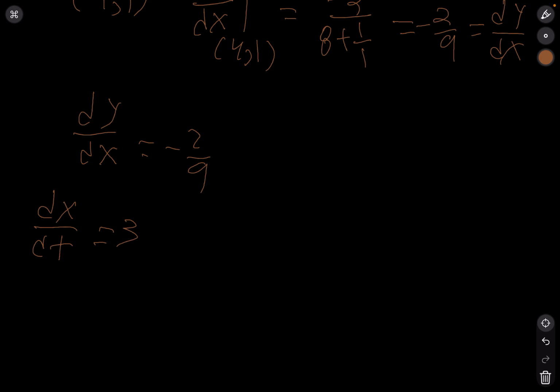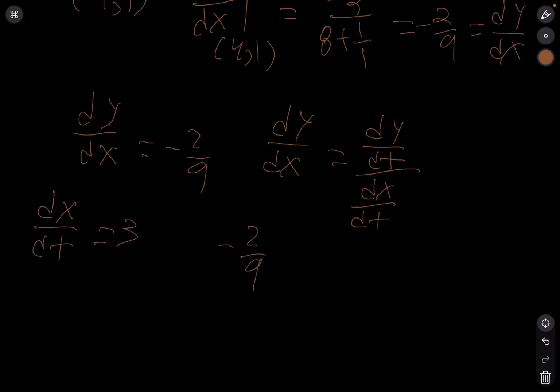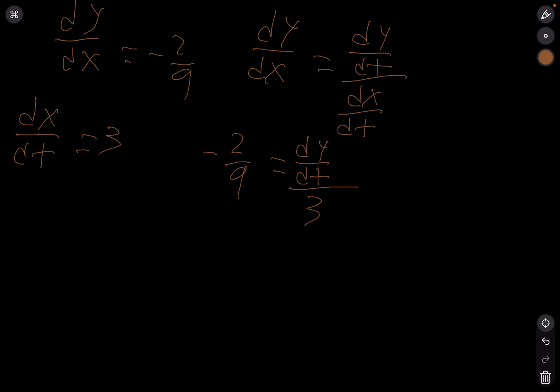But we're also given that dx/dt is equal to 3. Now, since we know that dy/dx is equal to negative 2 over 9 and dx/dt is equal to 3, we have the amount of puzzle pieces that we need in order to solve for dy/dt. And again, we can write this out. So dy/dx is just equal to negative 2 over 9. We're still trying to find dy/dt. And then dx/dt is just equal to 3.